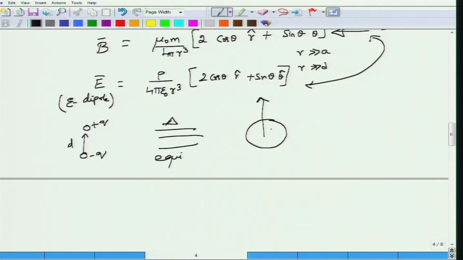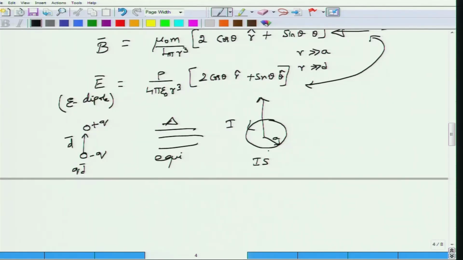First point of view is that this is a loop of radius a, having an area S and carrying a current I. So the dipole moment here is QD, the dipole moment here is IS. And if you want to make this QD a vector, then you would have to write this as Q d bar, where d bar was the vector directed from minus Q to plus Q.